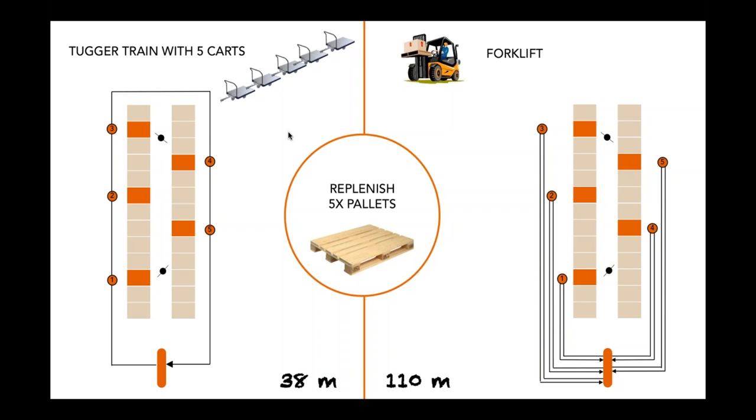So if we are changing the pallet at position number one, for example, we will replace the empty pallet on the cart with a new one. And by working with this methodology, we can replenish all the pallets in one route. It's a reduction in transport distance of a little bit more than 60%. So it's really a big difference. And I think it's a simple example that really shows the benefits of one forklift-free solution, which is the tugger train.